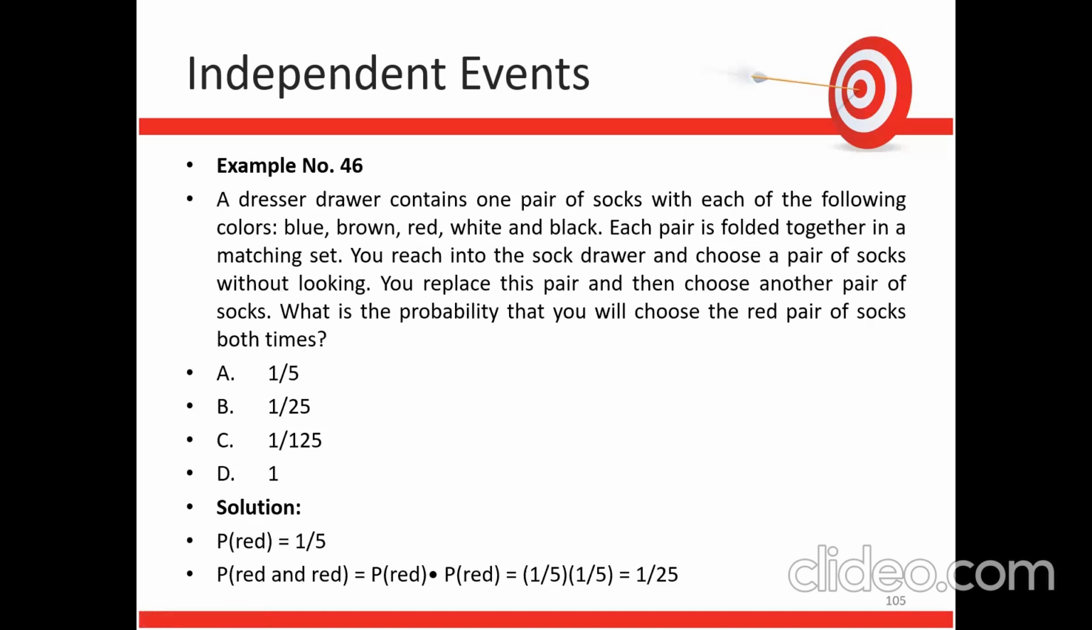So example number 46. A dresser drawer contains one pair of socks with each of the following colors: blue, brown, red, white, and black. Each pair is folded together in a matching set. You reach into the sock drawer and choose a pair of socks without looking. You replace this pair and then choose another pair of socks. What is the probability that you would choose the red pair of socks both times? So, probability of red is 1/5. Probability of red and red, multiply mo. So, 1/25. Okay? Letter B.